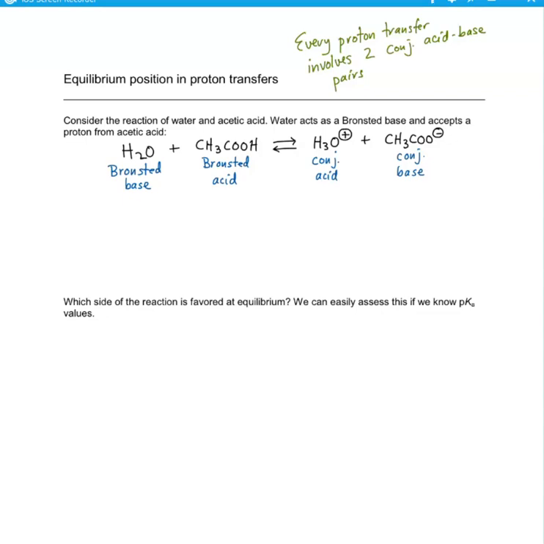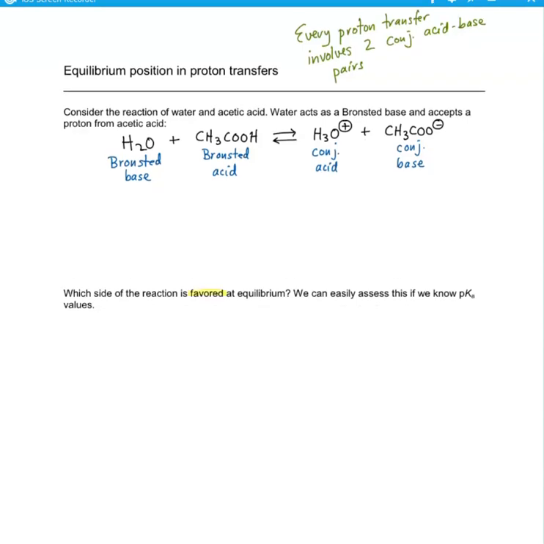So how do we know which side of this is favored at equilibrium? That's a question that's printed down below in these notes. The first thing we need to do is figure out what that means. What does it mean for one side of a reaction to be favored over another? Simply that you have more stuff on that side. So the favored side is going to be the side with the higher concentrations of chemicals, let's say. Now we know that, so how do we tell? How do we know, looking at this equation, which side will be favored?